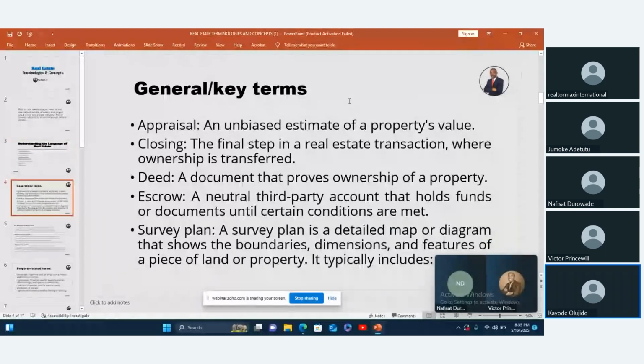We're starting with appraiser. One of the general terms is what is called appraiser. What is an appraiser? An appraiser is an unbiased estimate of a property's value. An unbiased estimate of a property's value.